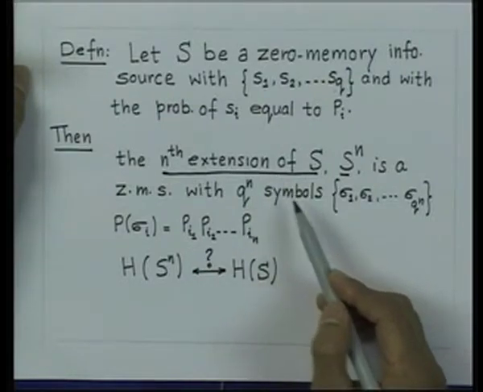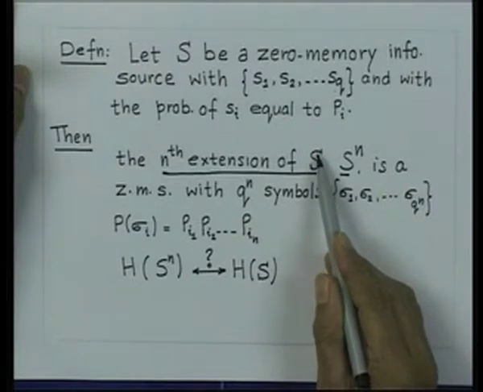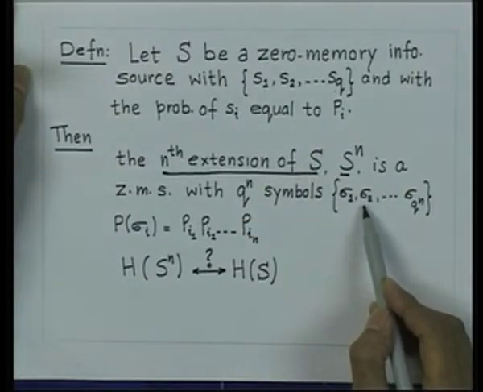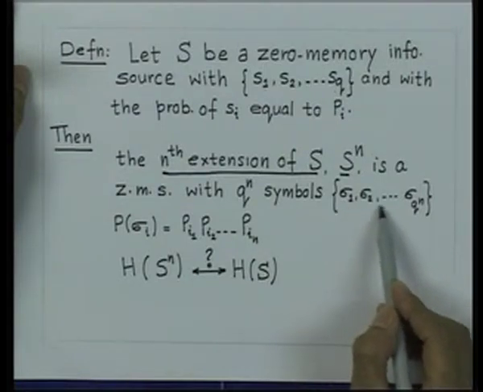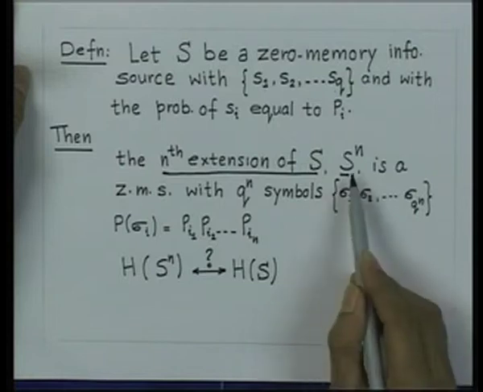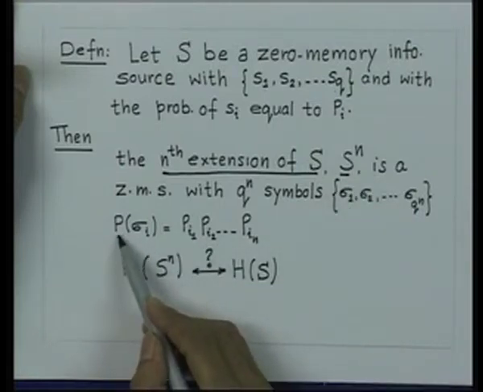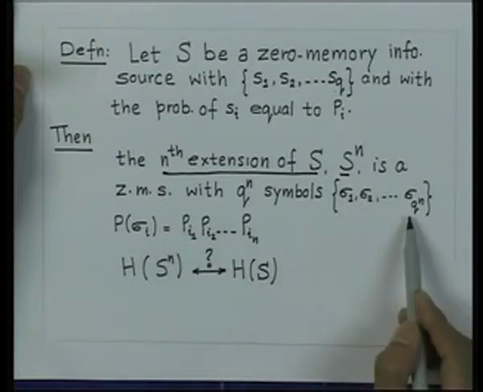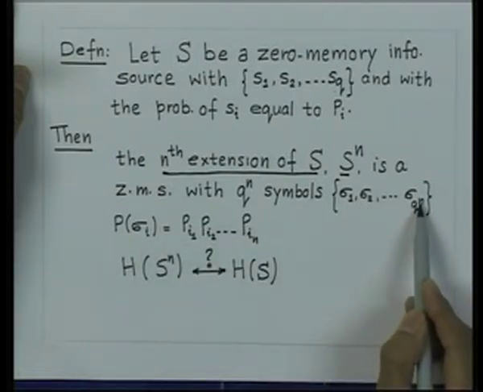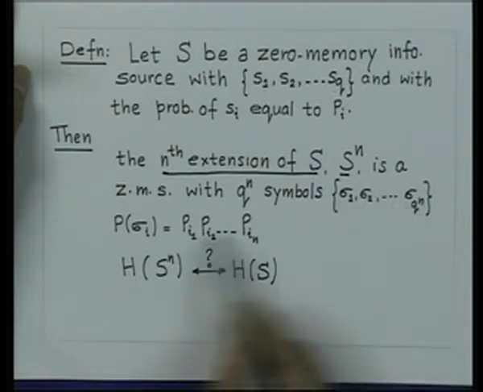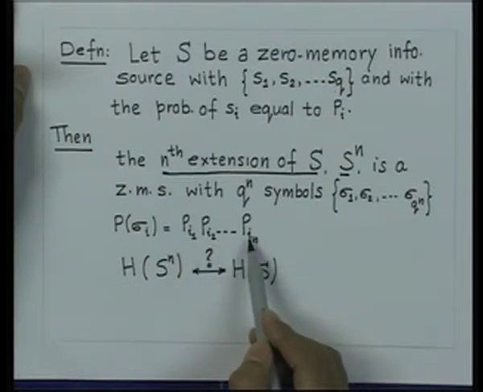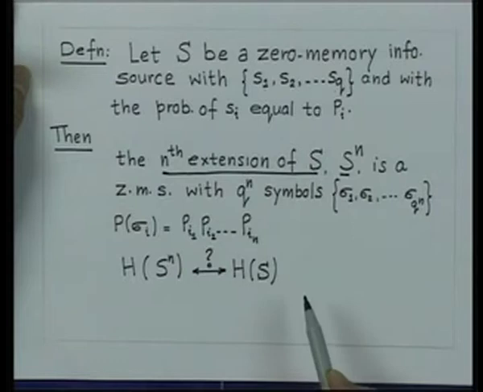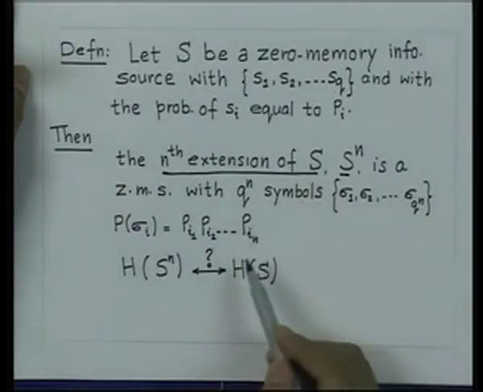As we have seen in the earlier class, if I want to define my source along with the alphabet, I require the probability of symbols. So, let me assume that the probabilities of the symbols in the new source, that is S^n, are given by probability of sigma 1, probability of sigma 2, up to probability of sigma q^n, and any one of these sigma i is related to the probabilities of symbols in the original source S. That is not very difficult to show.